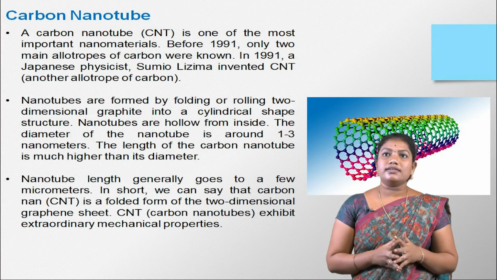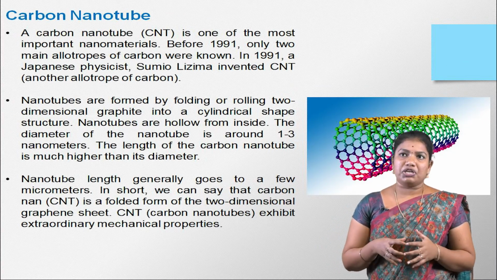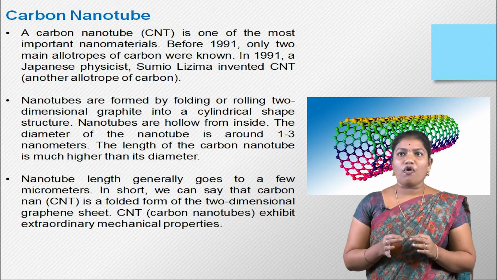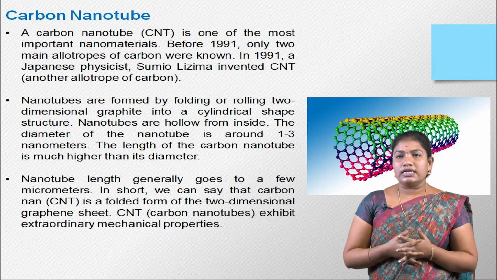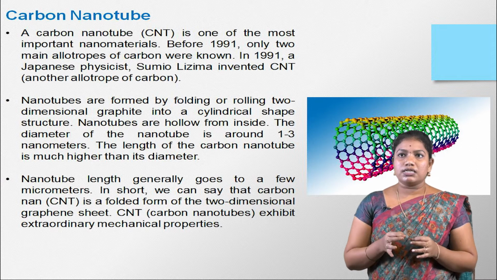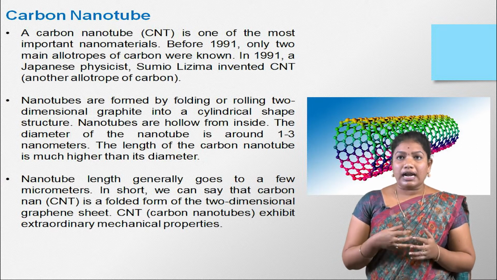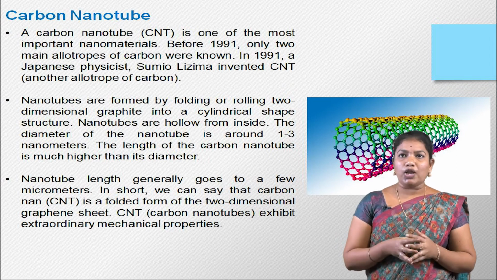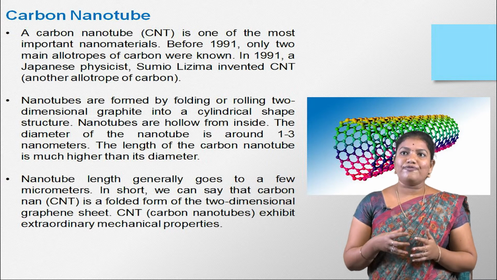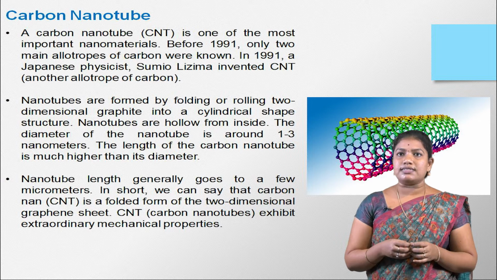Then the next slide, carbon nanotube. A carbon nanotube is one of the most important nanomaterials. Before 1991, there were only two main allotropes of carbon. Then in 1991, the Japanese physicist Sumio Iijima discovered CNT as another allotrope of carbon. Nanotubes are formed by rolling two-dimensional graphite into cylindrical shape structures.